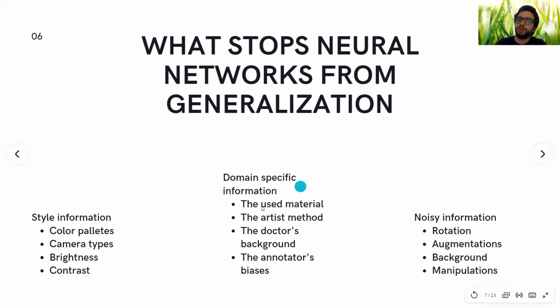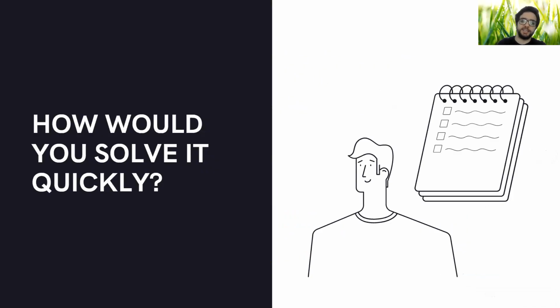For example, if you have a data set of paintings on wood and a data set of paintings on rocks, and you would like to eliminate the differences between the rocks and the wood, you would try to force the encoder to filter out any information relative to the wood or rocks. So the artist's methods, the doctor's background, the annotator's biases, color palettes, camera types, brightness, color contrast, all of these are concepts or noise that will reduce the performance of your model or restrain the neural network from generalizing to different data sets.